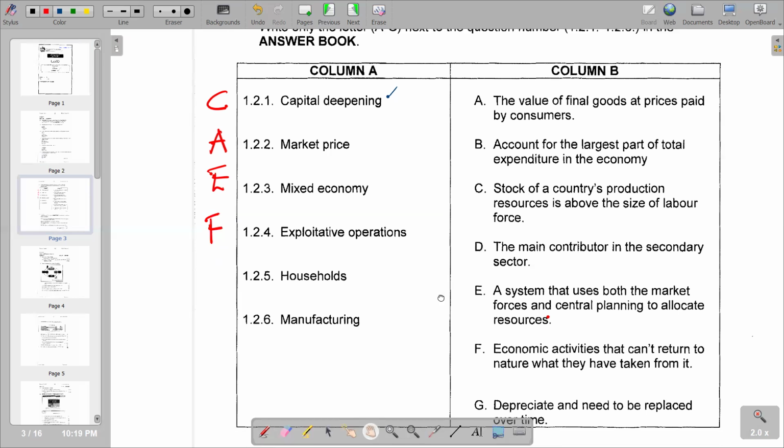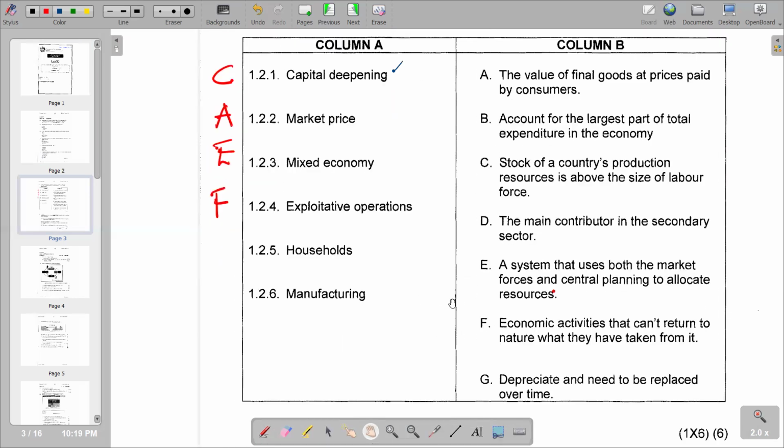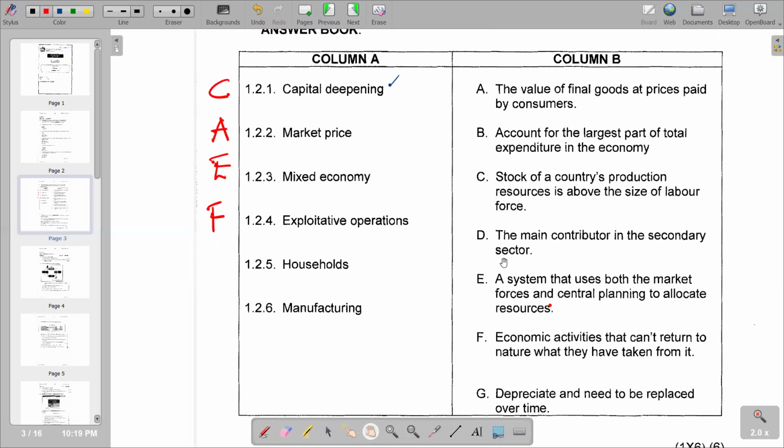So we try to see which explanation is appropriate. Our responses are going down to G. So we can just try to pick the most appropriate explanation that we have. So if you go down, you'd see that B becomes the appropriate response, which says account for the largest part of total expenditure in the economy. So basically, you'd see that households account for the largest part of total expenditure in the economy. So obviously, we take that as the appropriate response, which is B.